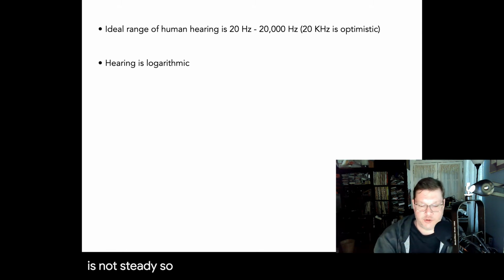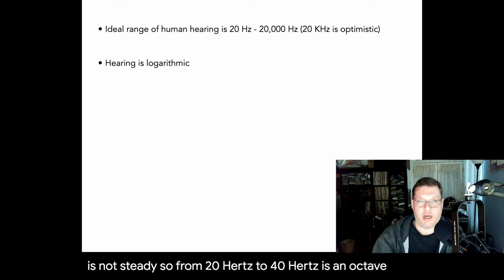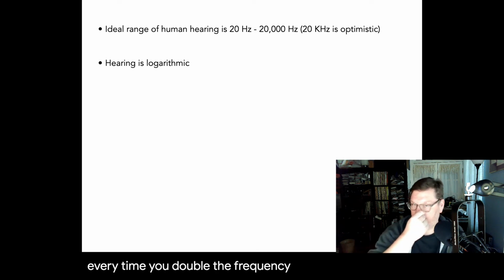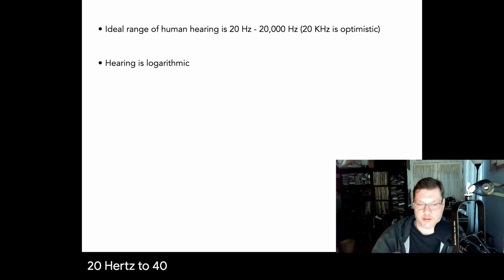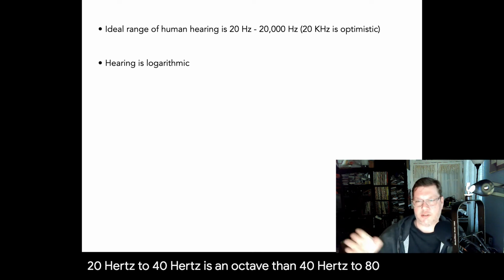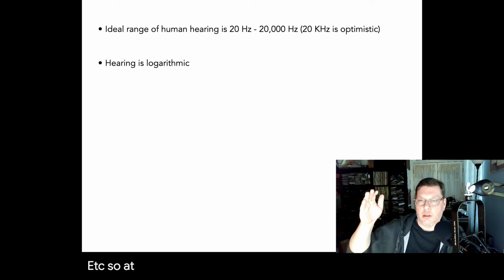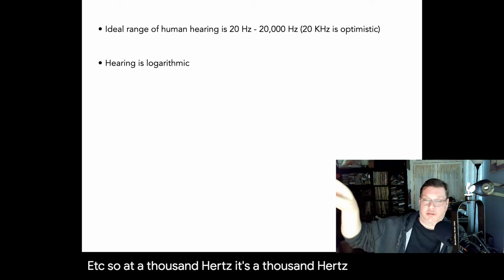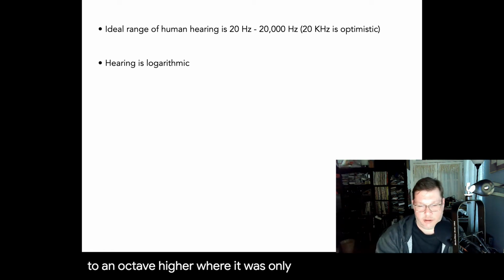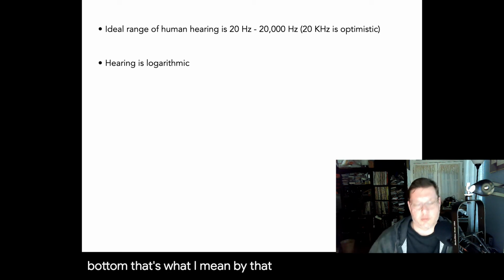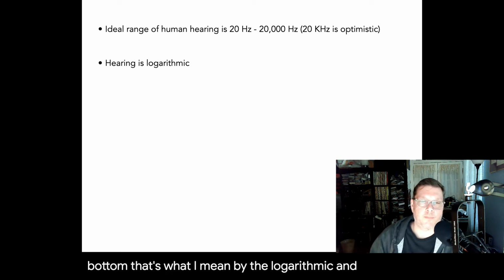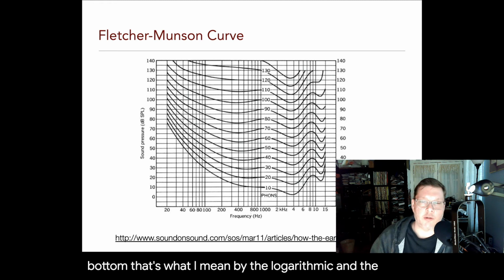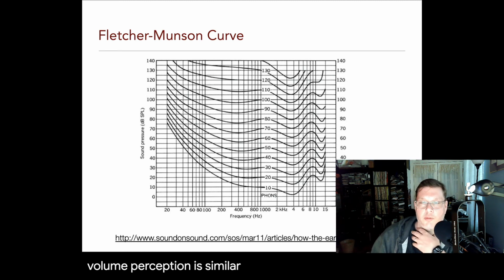So from 20 hertz to 40 hertz is an octave, right? Every time you double the frequency, you get an octave. So 20 hertz to 40 hertz is an octave, then 40 hertz to 80 hertz, etc. So at 1,000 hertz, it's 1,000 hertz till you get to an octave higher, where it was only 20 hertz down at the bottom. That's what I mean by logarithmic. And our volume perception is similar. And we'll get to that in a second.